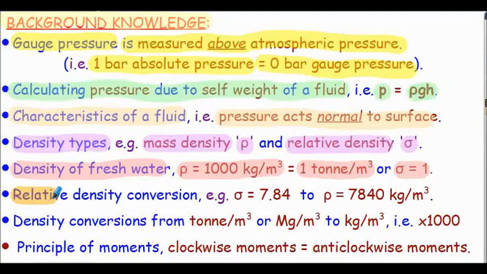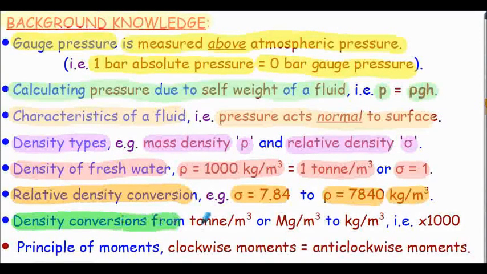We need to understand relative density conversions. For example, a substance with a relative density of 7.84 has a mass density of 7,840 kilograms per meter cubed. In other words, we multiply by 1,000 here. We need to be aware of density conversions, for example, from ton per meter cubed or megagram per meter cubed to kilograms per meter cubed, multiplied by 1,000 for the conversion.